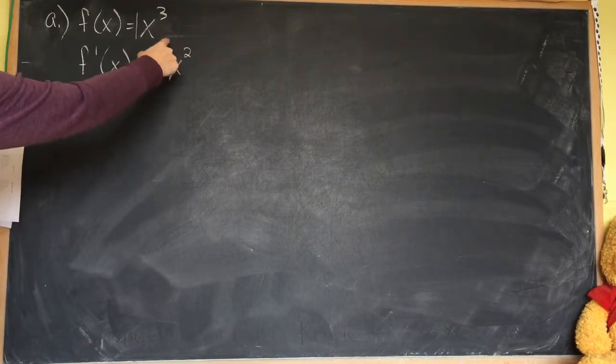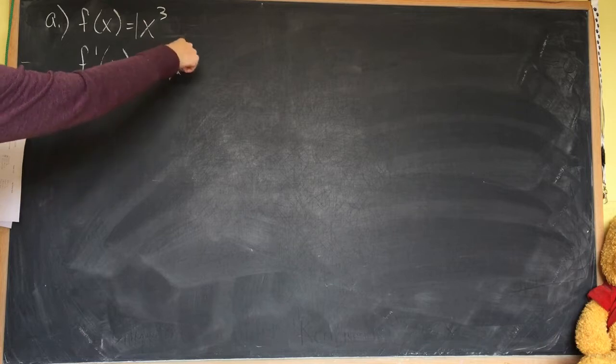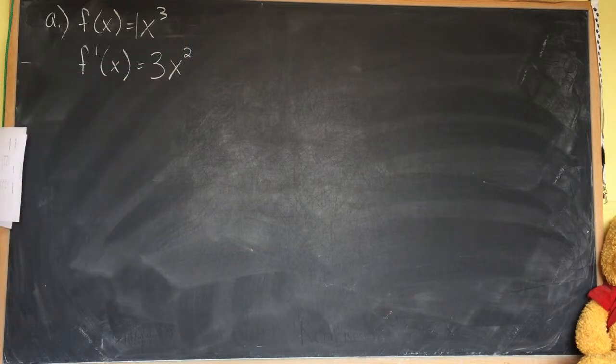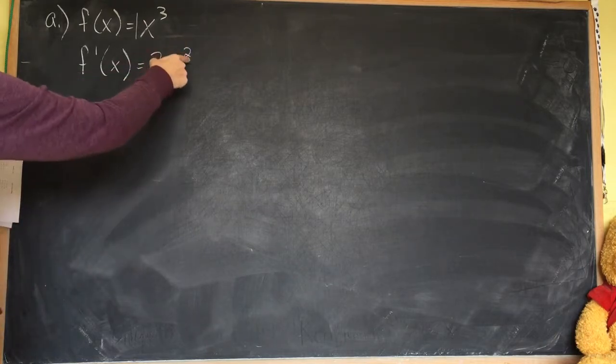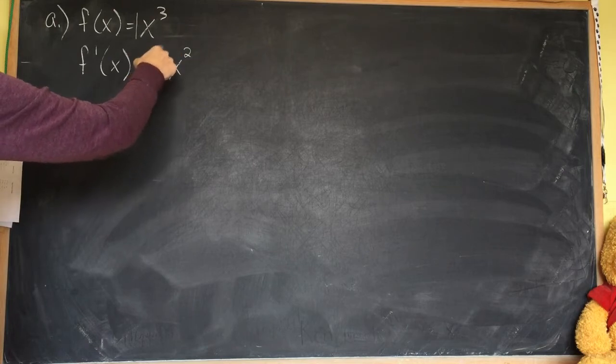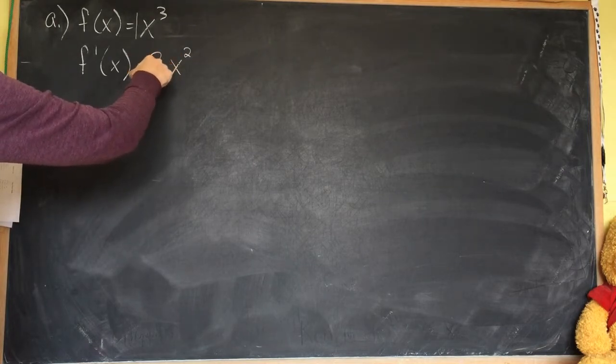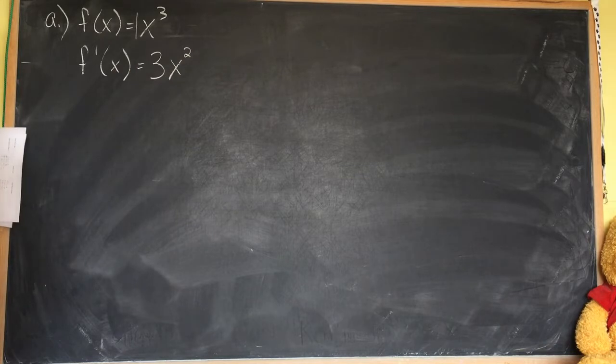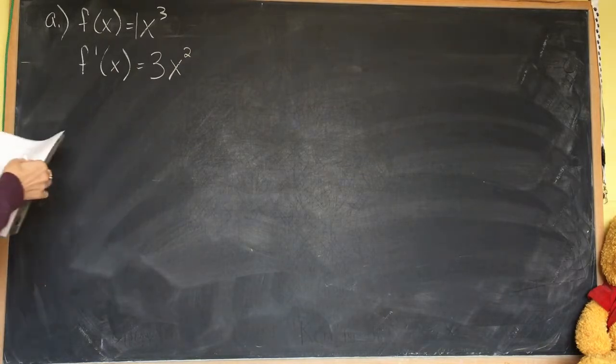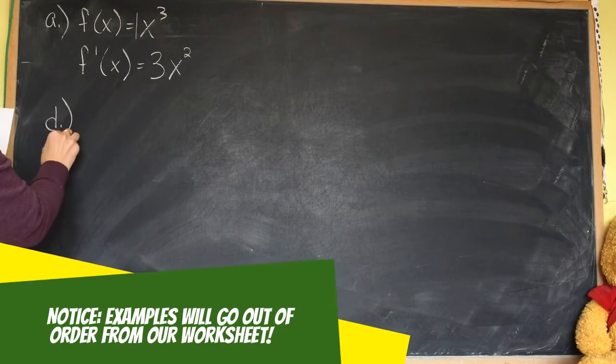Your exponent gets multiplied out front, and you lower the exponent by 1. Okay, so if you need to write that down, the exponent gets moved out in front, multiplied to the coefficient that is there, and you lower the exponent by 1. All right, so there's A. Let's go down to D.